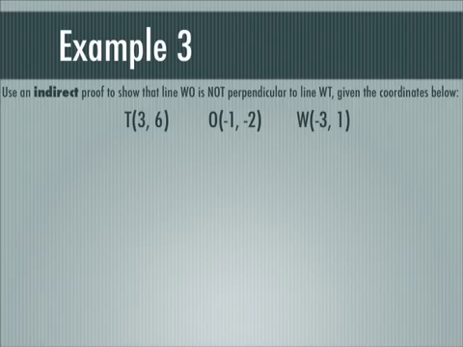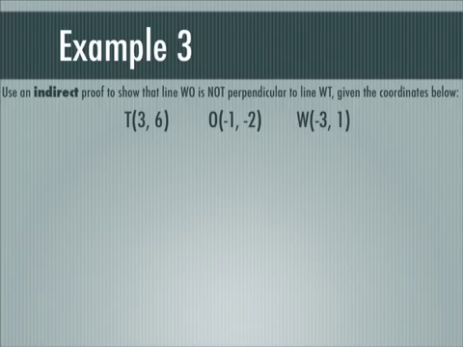Use an indirect proof to show that WO is not perpendicular to line WT. Okay, indirect proof, go back to the very first chapter we did. Maybe it was the second chapter. Do you remember what indirect proof is? Proof by contradiction, does that sound familiar? Remember with indirect proof or proof by contradiction, you assume the opposite of what it is you're trying to prove. You assume the opposite and then you show how it wouldn't work. So what are we going to assume?